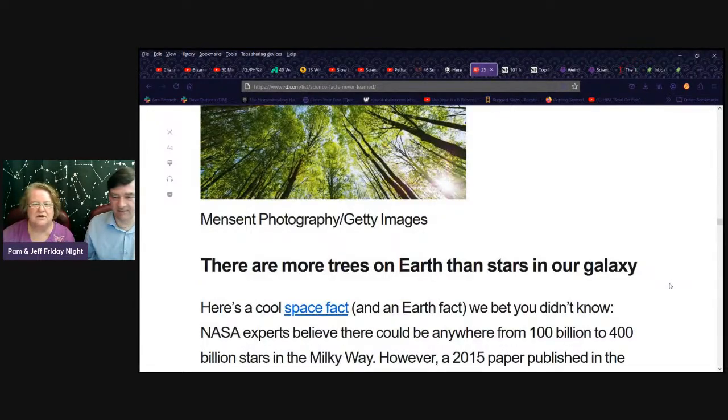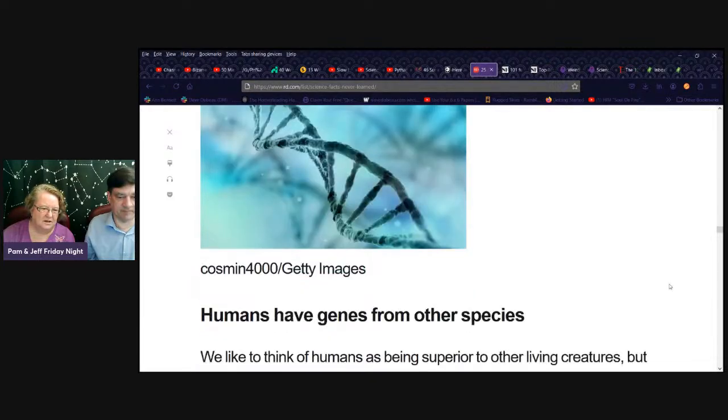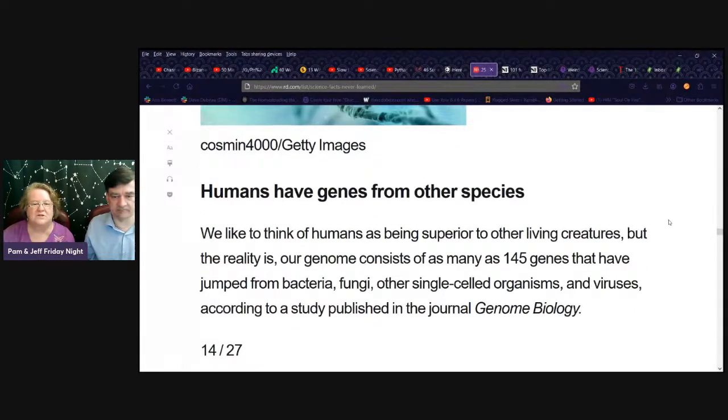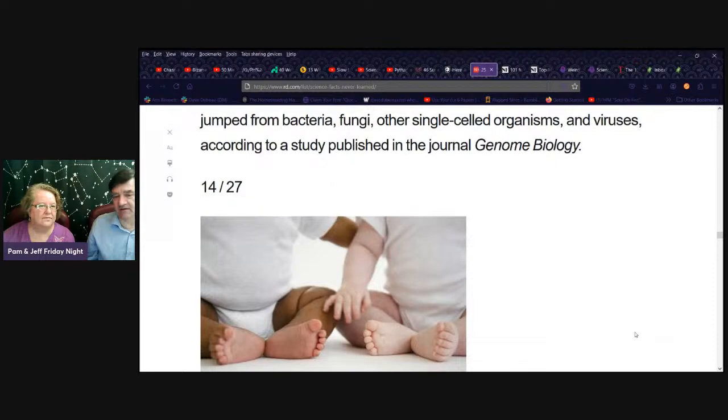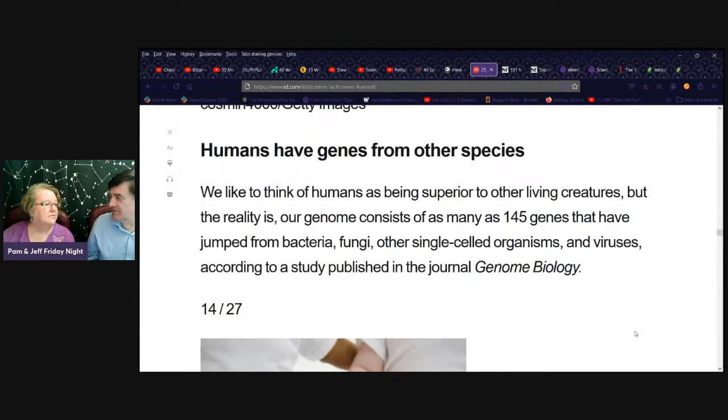Let's see. Yep, there's the one about more trees on Earth. Humans have genes from other species. Yes, as many as 145 genes that have jumped from bacteria, fungi, and other single-celled organisms. The mitochondria is basically a foreign invader, something else that we absorbed, just like plants absorbed chloroplasts. But actually, viruses chop and store chunks of DNA, and if they cross species, they can deposit some of that DNA in another species.